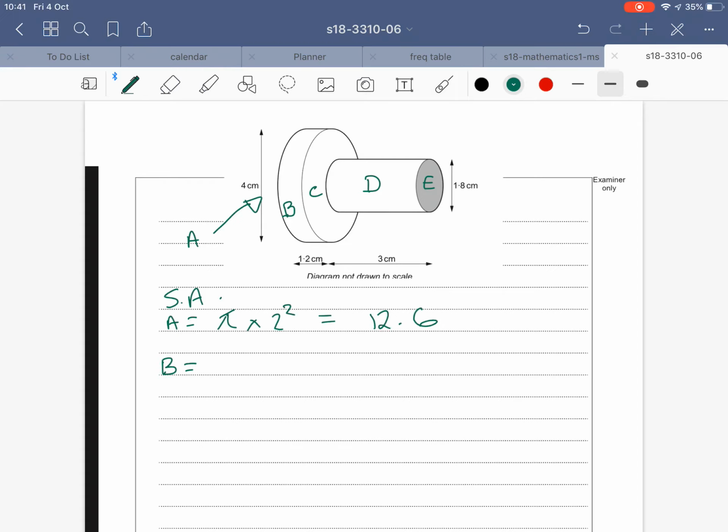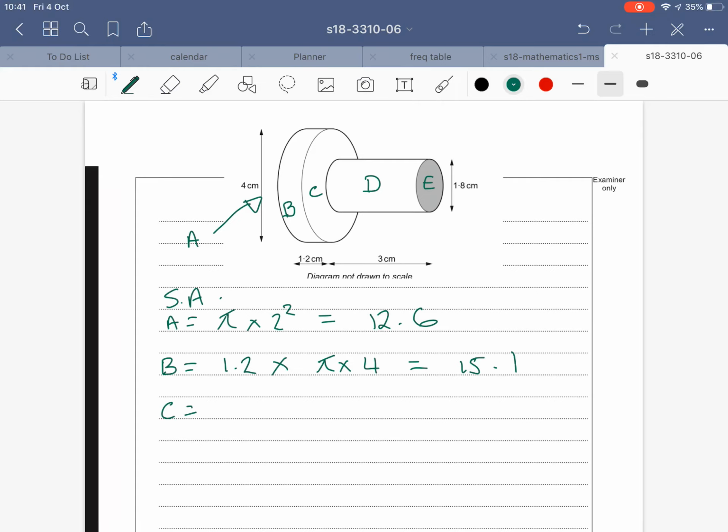For B, to do this one, it's basically like if you stretched out a rectangle, so you know it's 1.2 one side, and that length is just going to be the circumference of your circle. So that's pi times your diameter, which is 4. So you go 1.2 times 4 times pi, which is 15.1.